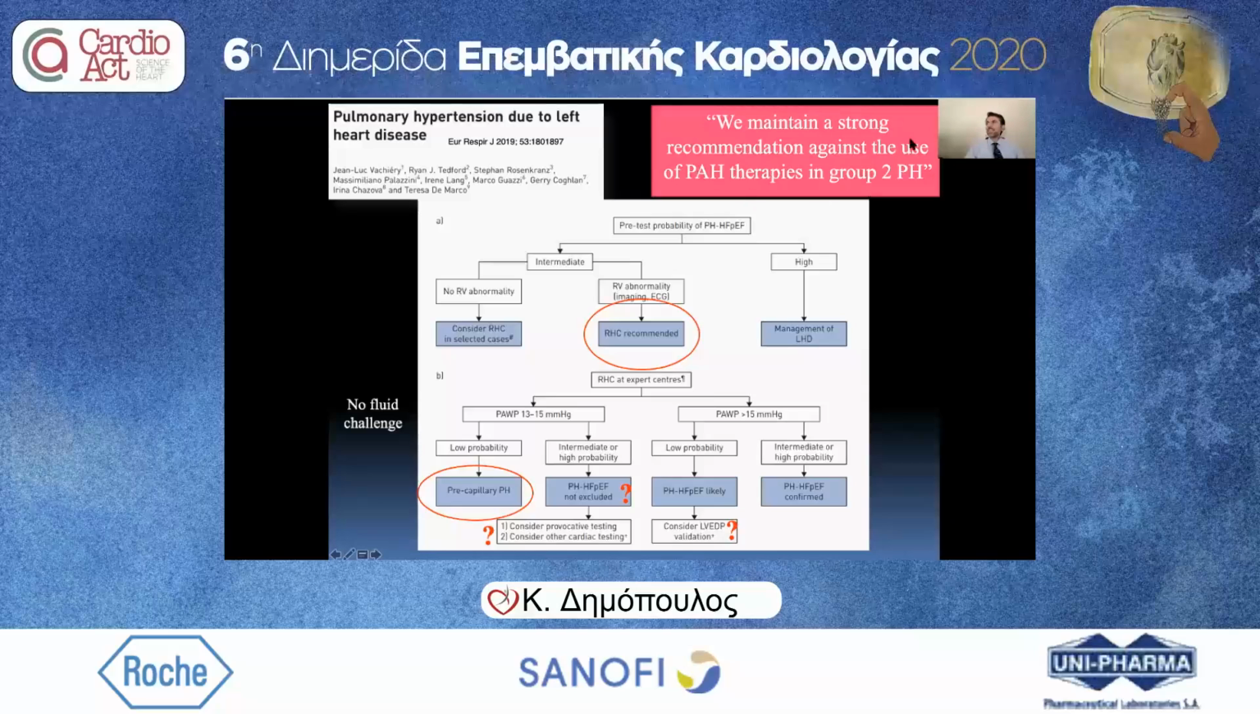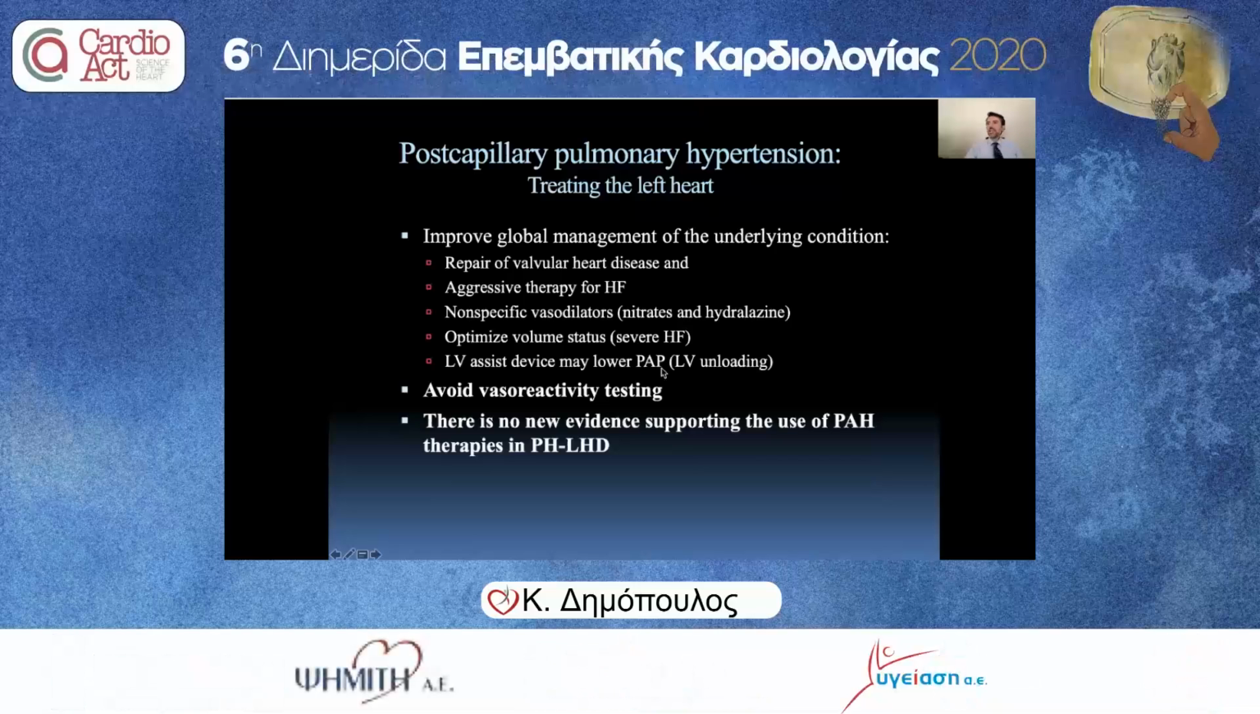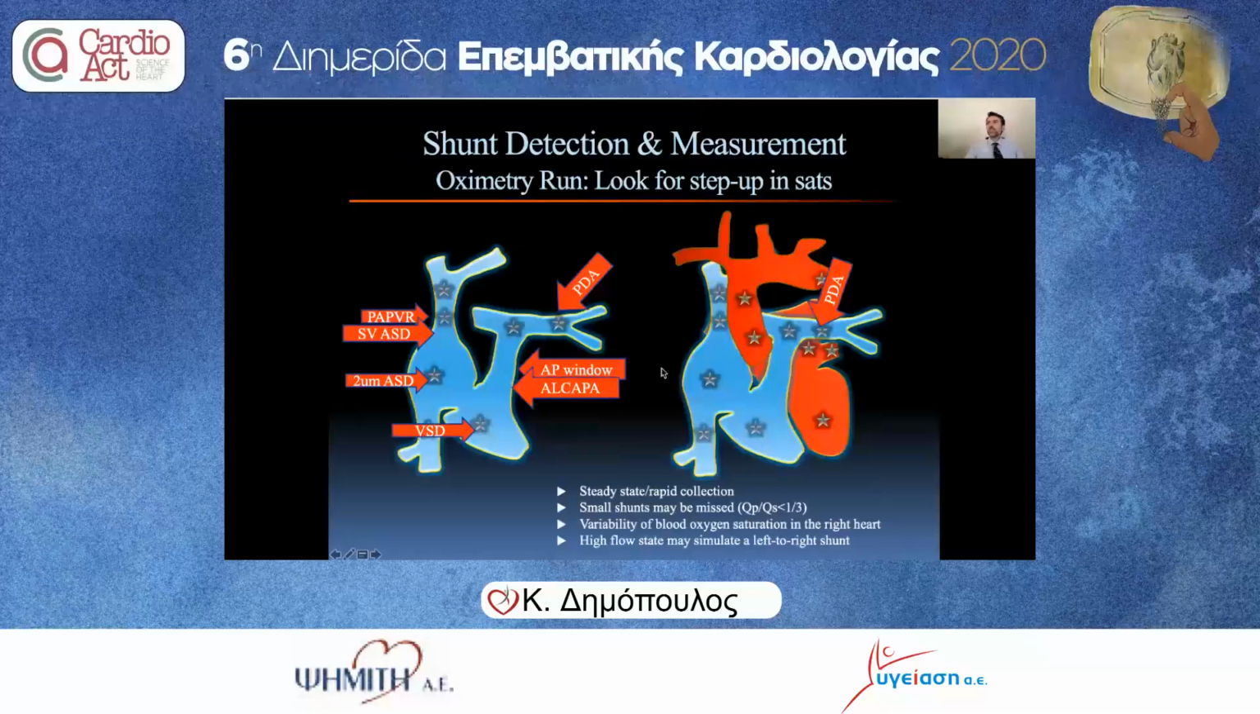Certainly, the guidance says we should not be using PH therapies in patients with group 2 pulmonary hypertension. We should, however, be focusing on the left heart, as I said, aggressive therapy if you have heart failure, optimizing volume status. We should not be doing vasoreactivity testing. I'll talk about this a little bit later. And we should not be using PH therapies.